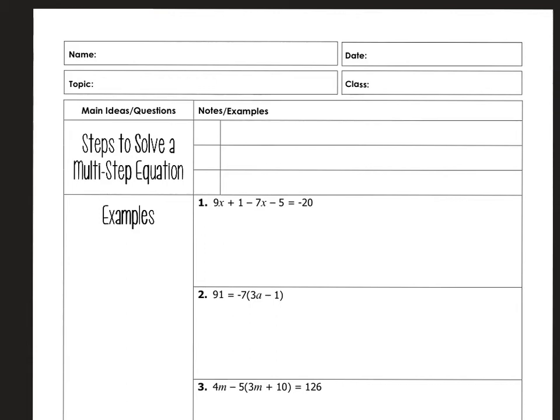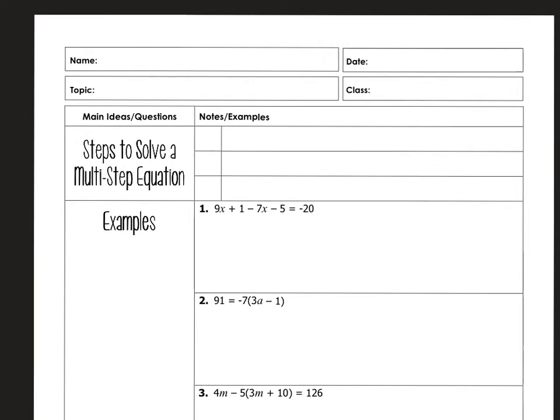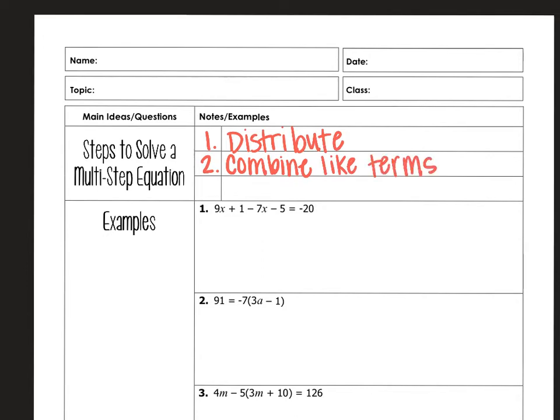Today we're going to be learning how to solve multi-step equations. Our first step is to distribute. Our second step is to combine like terms. Our third step is to solve.